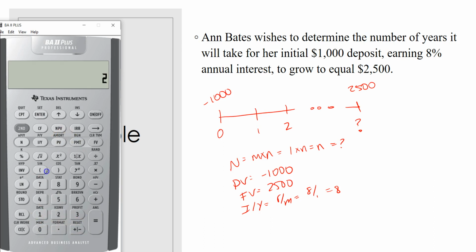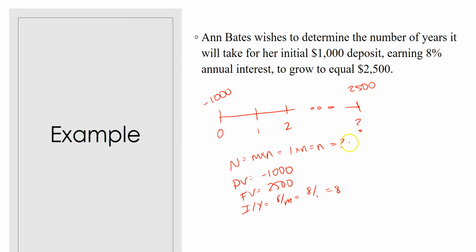Depositing $1,000. I want to withdraw $2,500 and 8%. And we're adding nothing else. Our payment is 0. So let's compute N. We get 11.91 years. Our payment was 0 because there were no additional contributions.